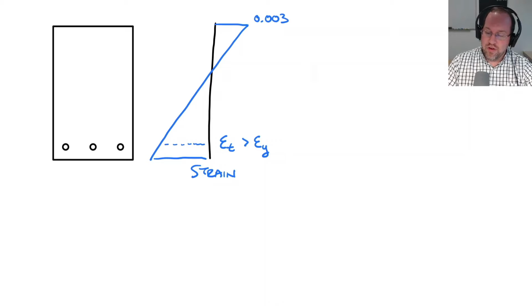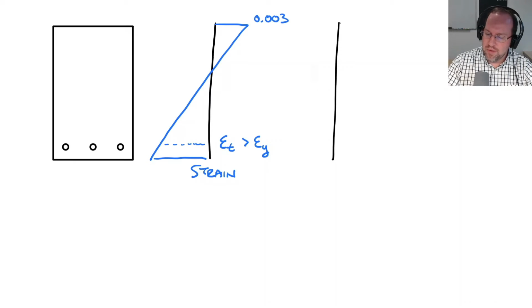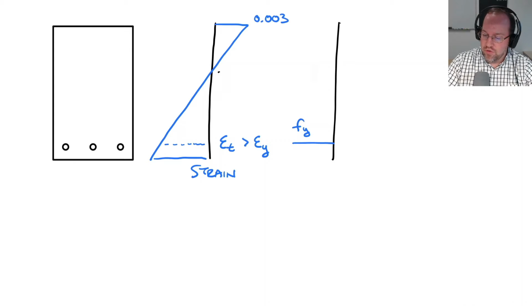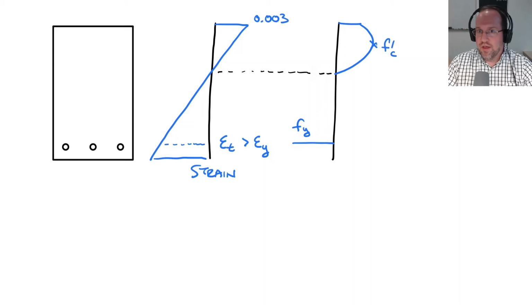So right now, our strain diagram looks like that line through the section, and our stress diagram is going to be a little bit more complicated. If we have a stress in our steel, because that's yielding, it's Fy. We're going to assume that the concrete in tension holds no stress, and that's similar to the cracked assumption. But in compression, if I draw my neutral axis over here, we'll see that it's not a linear relationship. It's this sort of curved shape where my peak F prime C, that's my ultimate concrete compressive capacity, is not actually at the top of the section. It's somewhere in the middle.